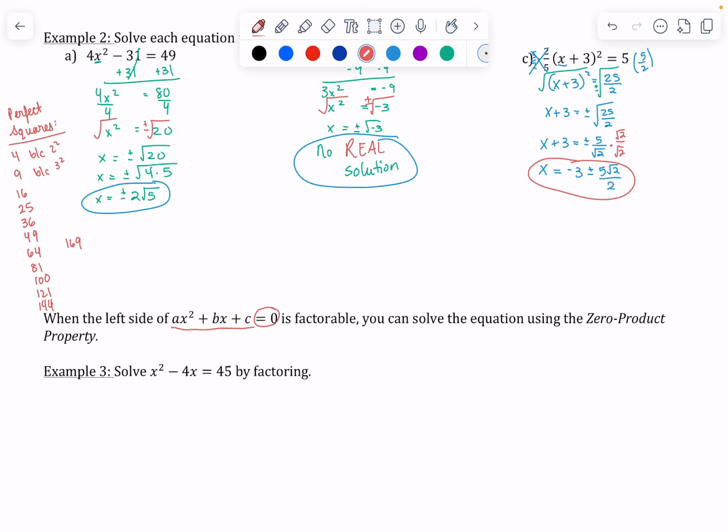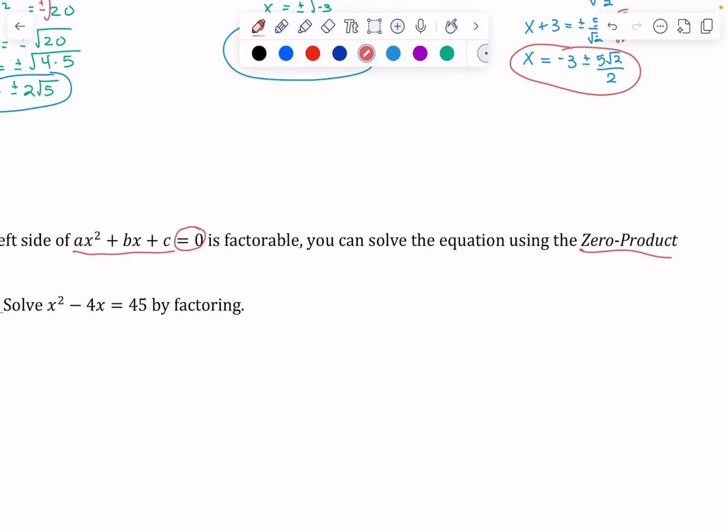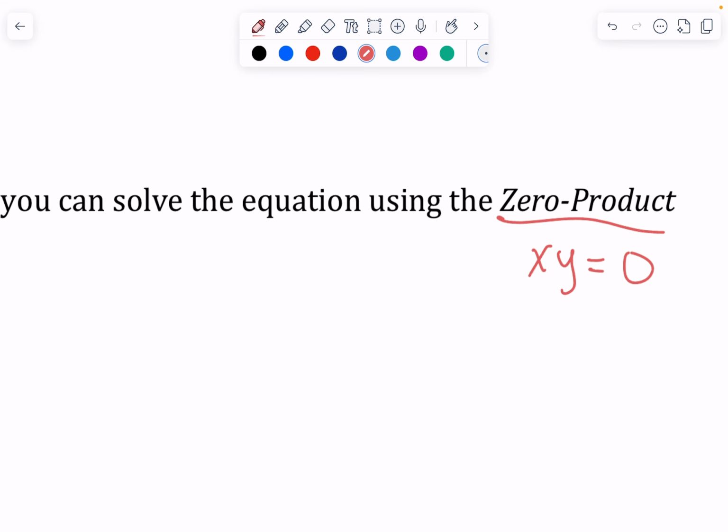This is very important. Once you have it set up like this, then you can factor the equation and use the zero product property to solve. Okay, what does this mean? What is the zero product property? Basically what it says is that if I have 2 quantities that multiplied together give me 0, what are possible values that x and y could be?